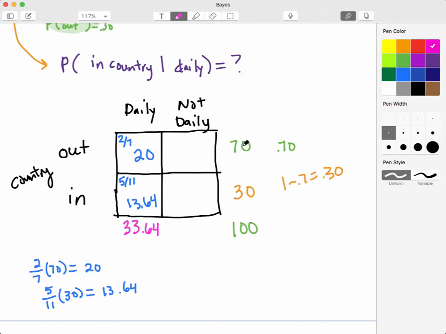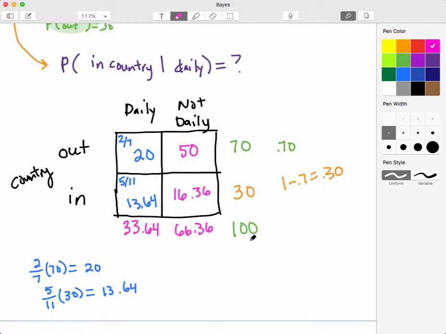Now let's figure out this spot. 20 plus what makes 70? That's 50. 13 plus what makes 30? That's 16.36. And then I can find this other marginal total. 50 plus the 16, so that's 66.36. And you'll notice that when I add up 33 plus the 66, I get 100 people. So I've just categorized the people different ways.